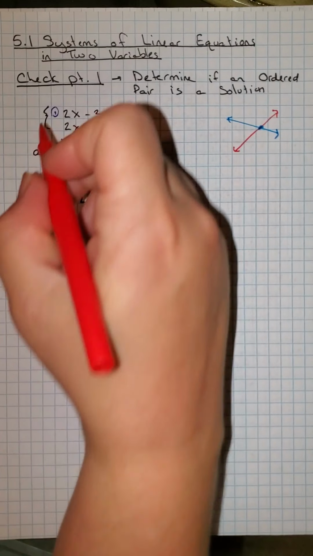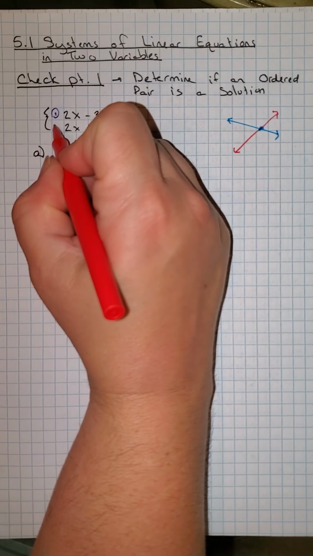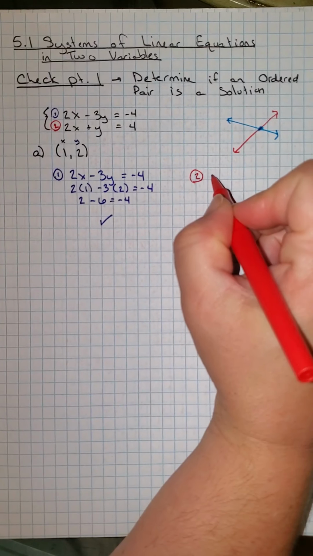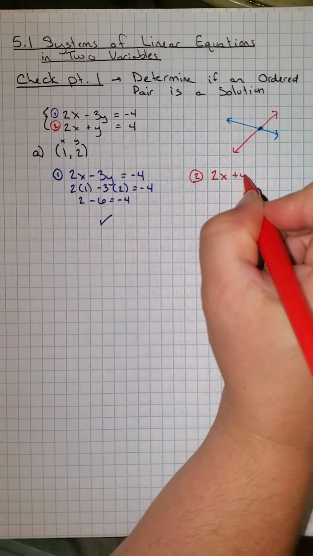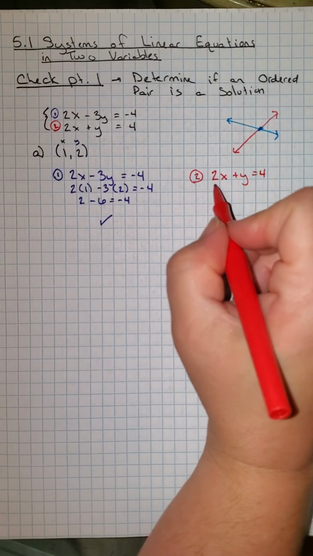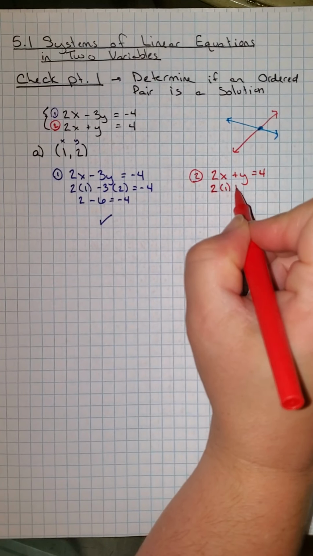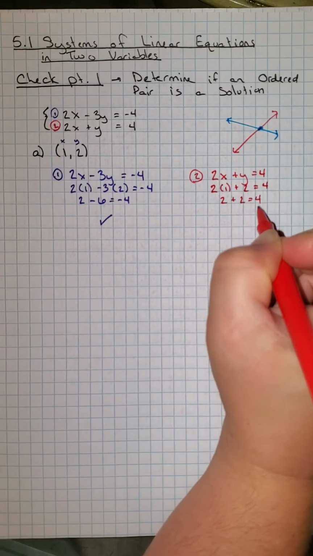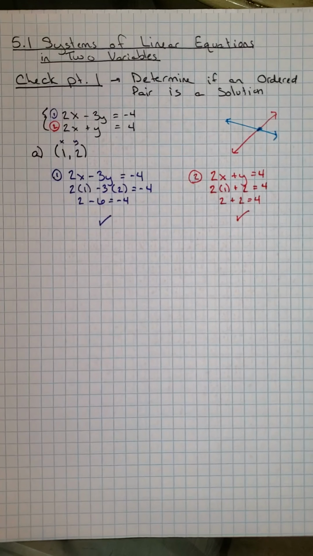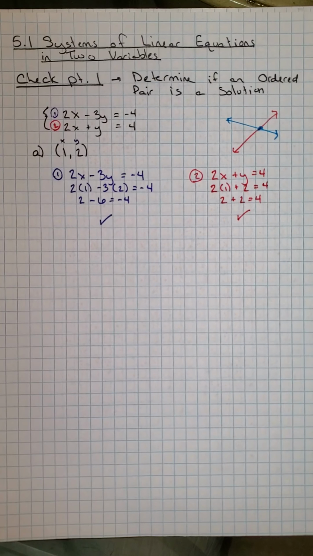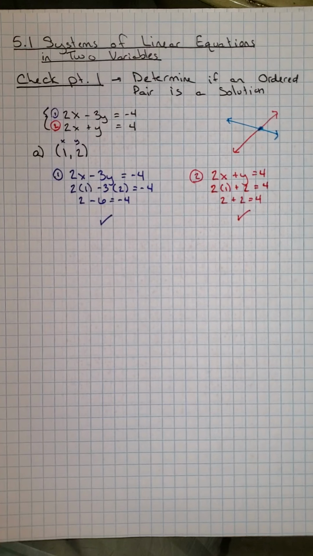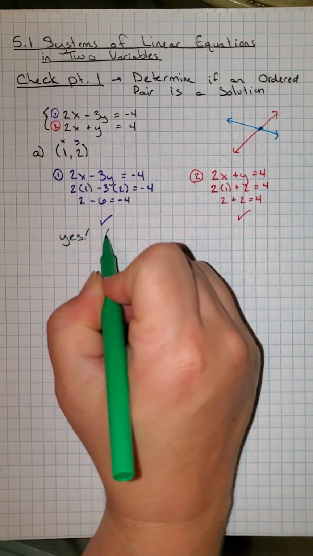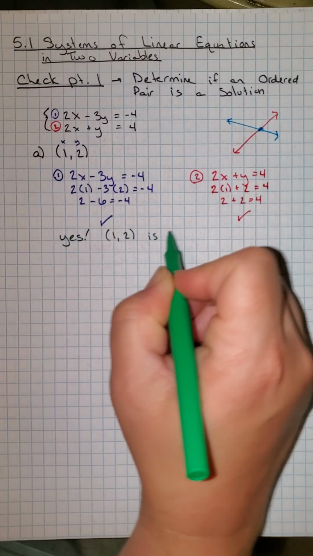Then we need to see if it lies on, if it didn't, we would be done. There's no way. So now I'm going to see if it lies on the other line. We have 2x plus y equals 4. So 2 times 1 plus 2 equals 4. 2 plus 2 equals 4. Yep, sure does. So this point is a solution. So yes, 1, 2 is a solution.